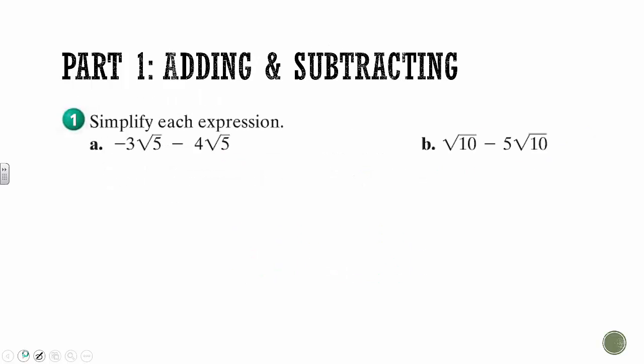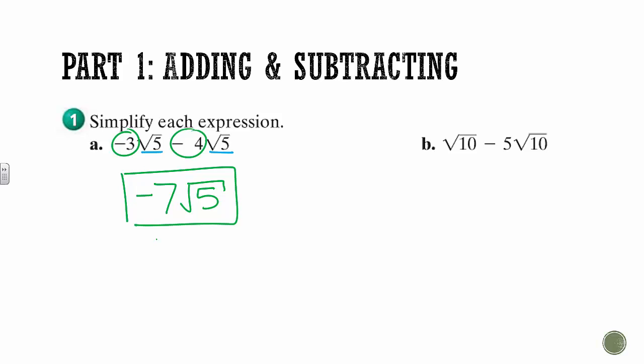Simplify these expressions. So both of these have root 5's on them, so all I need to concern myself with are the numbers. So negative 3 minus 4 more gives me negative 7 root 5's, and that's it. So the next one, a little trickier just because there's a 1 hidden out here. But because both of those are the square root of 10, all I have to do is subtract. So 1 minus 5 gives me negative 4 root 10's.